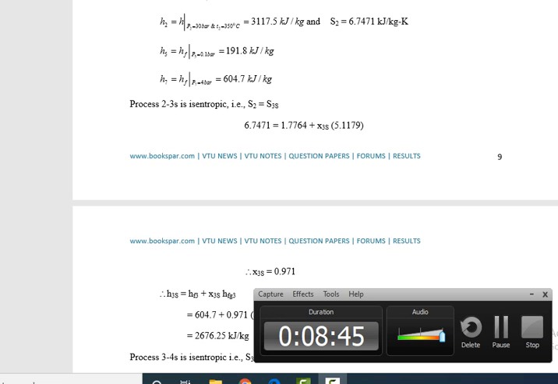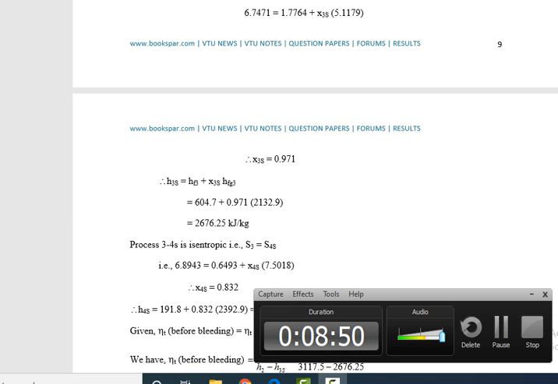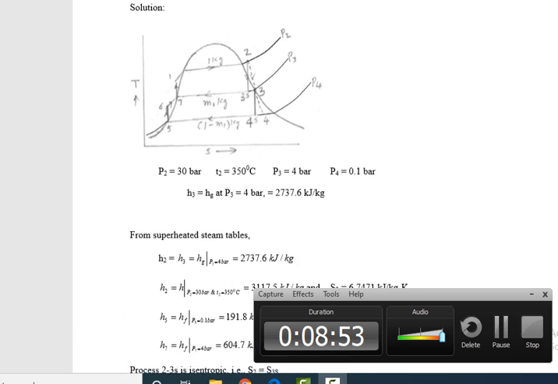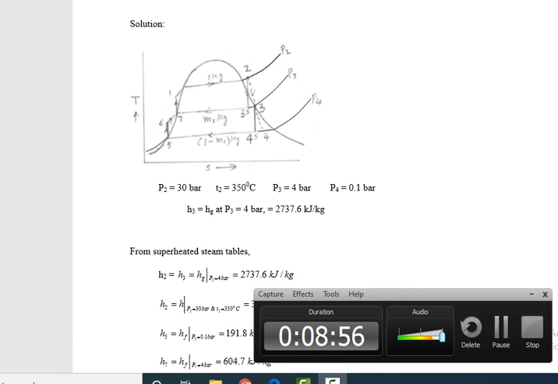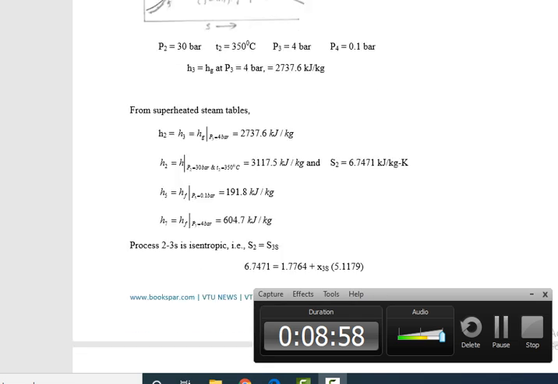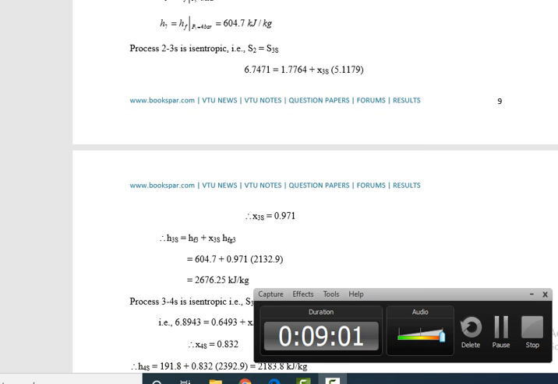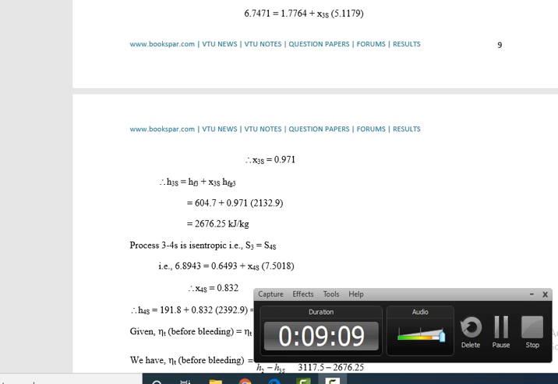Then put the values in the equation, and from this equation you get x3. This is the dryness fraction, and in this case the dryness fraction of steam x3 equals 0.971. From this dryness fraction you have to find the enthalpy, therefore h equals hf plus x hfg. Put the values in the formula and you will get the enthalpy at point 3, 2676.25 kJ per kg. You are getting the value of H3.